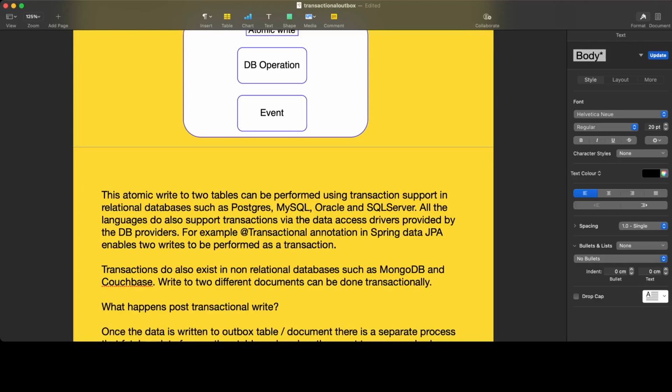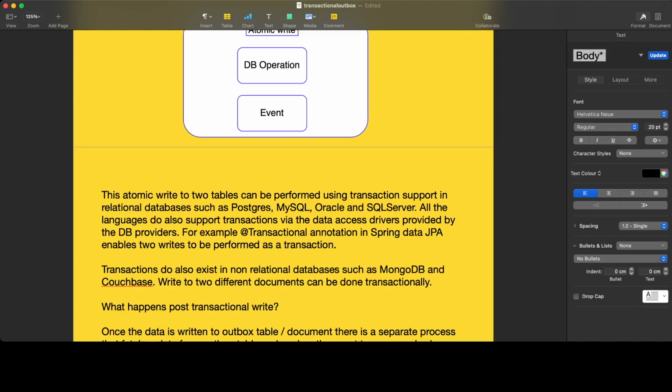There are some non-relational databases such as Couchbase and MongoDB that support transactional writes across two documents. We can write two documents atomically. So one can be the actual order data and the other can be the outbox document. Both can happen in a single transaction unit, or fail. So we can use such approaches to do it.